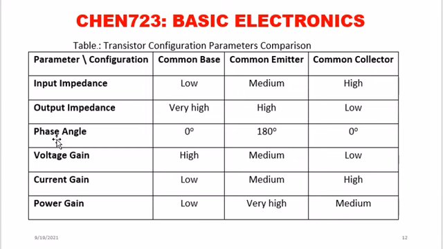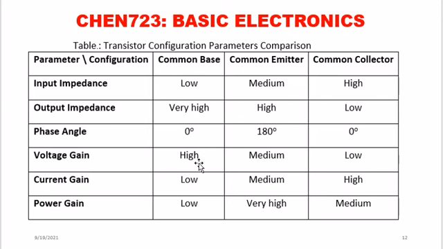So the common base, the phase angle is 0, which means the current and voltage are reaching maximum and minimum at the same time. But for common emitter, they have a phase angle of 180. That is, when the voltage reaches maximum, it will take 180 degrees before the current reaches the same position. But for the common collector, it is also 0. The voltage gain, that is the ratio of the output voltage to the input, is high for common base, medium for common emitter, and it is low for common collector.